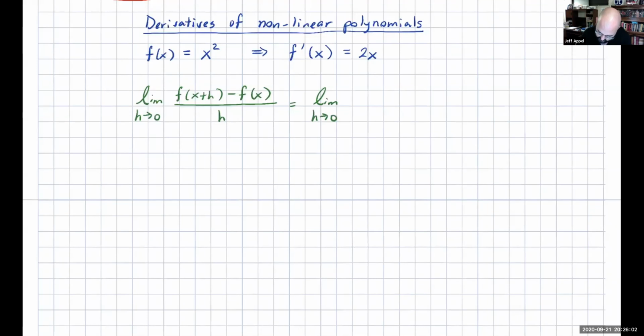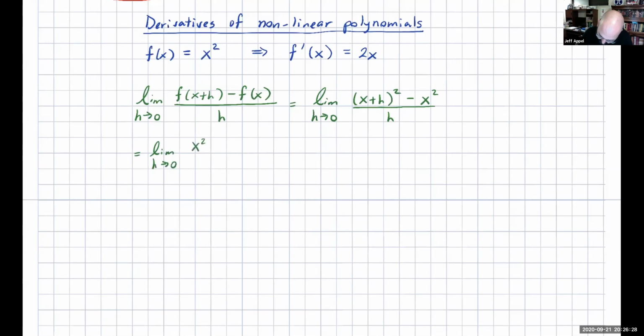So the limit as h goes to 0 of f of x plus h. That means plug x plus h into the function, so x plus h squared, and then subtract the function, so subtract x squared, all over h. Now remember, we've got to get rid of that h in the denominator. So let's expand everything out in the numerator.